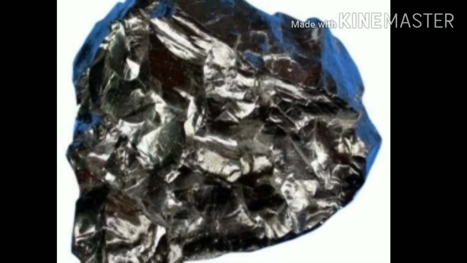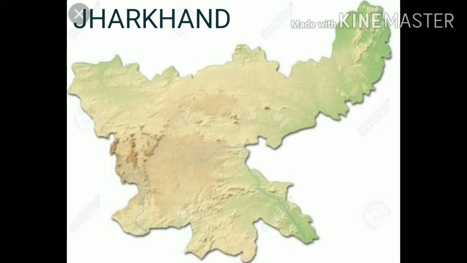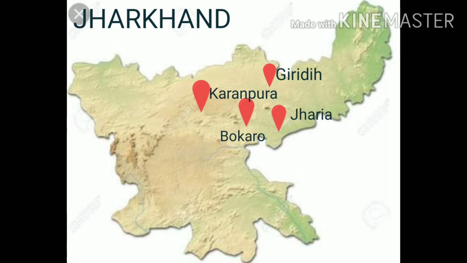The Gondwana coal is mainly bituminous or anthracite, in which the carbon content varies between 60 to 90%. Distribution of coal, Gondwana coal fields. Jharkhand has the largest reserves of coal, 33.53% in India. The main coal fields are Jharia, Bokaro, Giridih, and Karanpura. In Chhattisgarh, the main coal field is Korba.